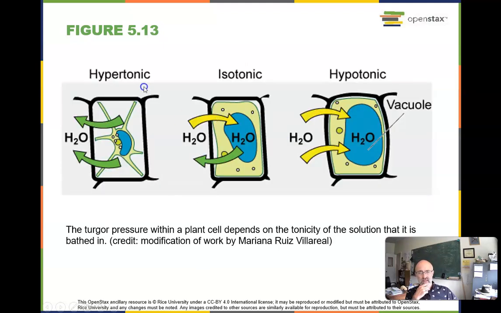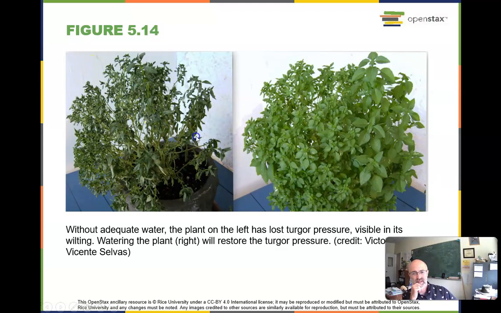So plant cells, same basic principle. If the cell is in a hypertonic solution, then the water will leave the cell. That will cause the cell to droop. Isotonic, same in, same out. Hypotonic means that more water is rushing into the cell just because there's a lower concentration of solutes outside than inside. Okay. And so here you go.